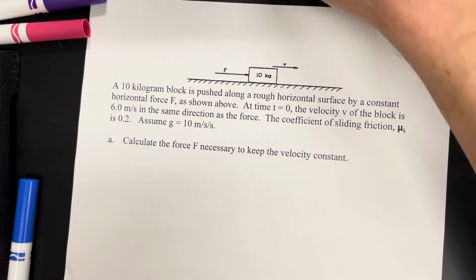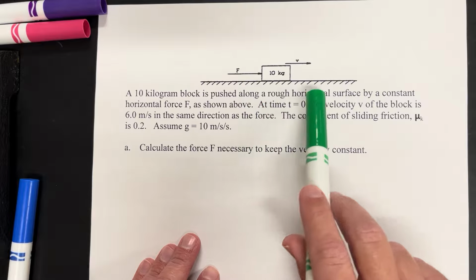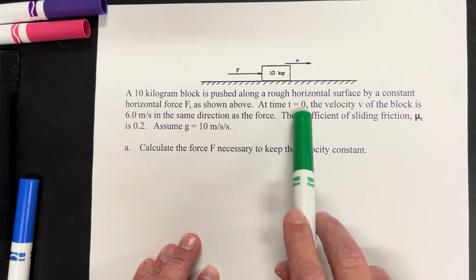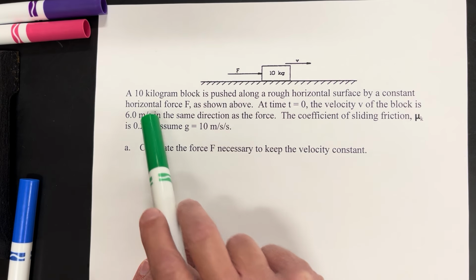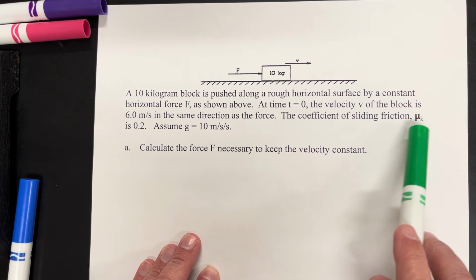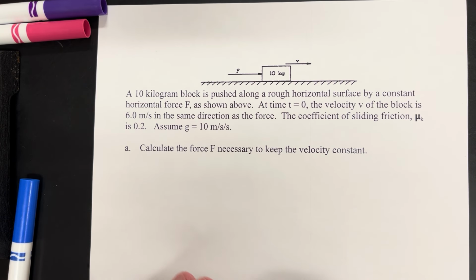Hey everybody, let's look at this one from 1981. It says we got a 10 kilogram block being pushed along a rough horizontal surface by a constant force F as shown above. At time t equals 0, the velocity of the block is 6 meters per second in the same direction as the force. The coefficient of sliding friction, mu k, is 0.2. Assume g equals 10 meters per second squared.